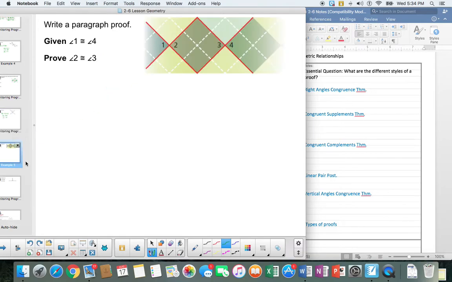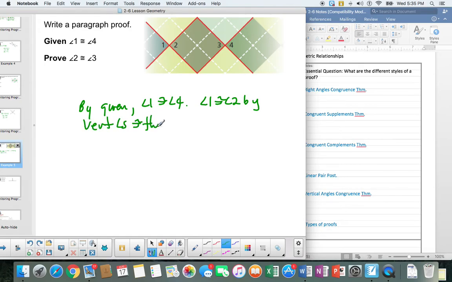Okay, let's write a paragraph proof on this. We're going to be given angle 1 is congruent to angle 3. So by the given, we know angle 1 is congruent to angle 4. I'm just using sentence format. Okay, angle 1 is congruent to angle 2 by the vertical angles congruent theorem.